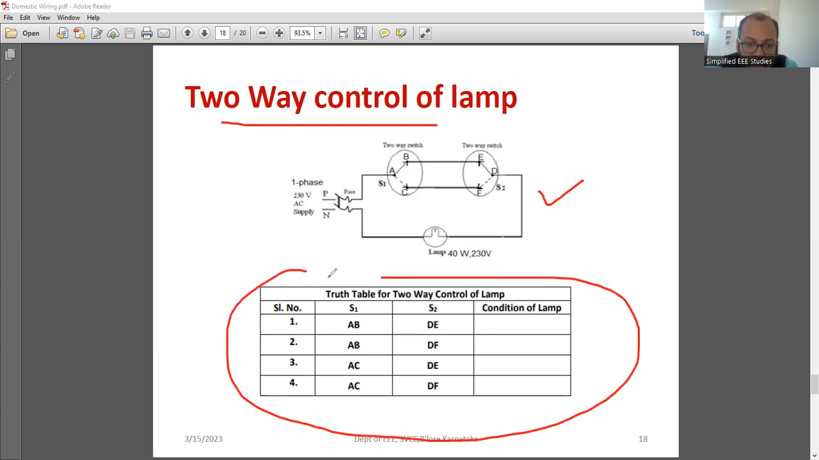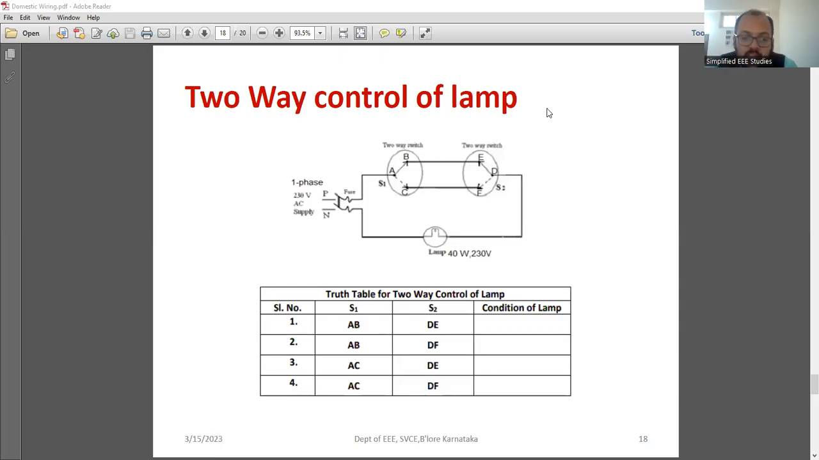Here you have to mention the condition. So when A, B and D is on, what is going to happen? The lamp is set to on condition. Then AB and DF. At that time, what is going to happen? The lamp will be off. Like that, you have to write the conditions. Fine. So look at the circuit diagram and write down the conditions.